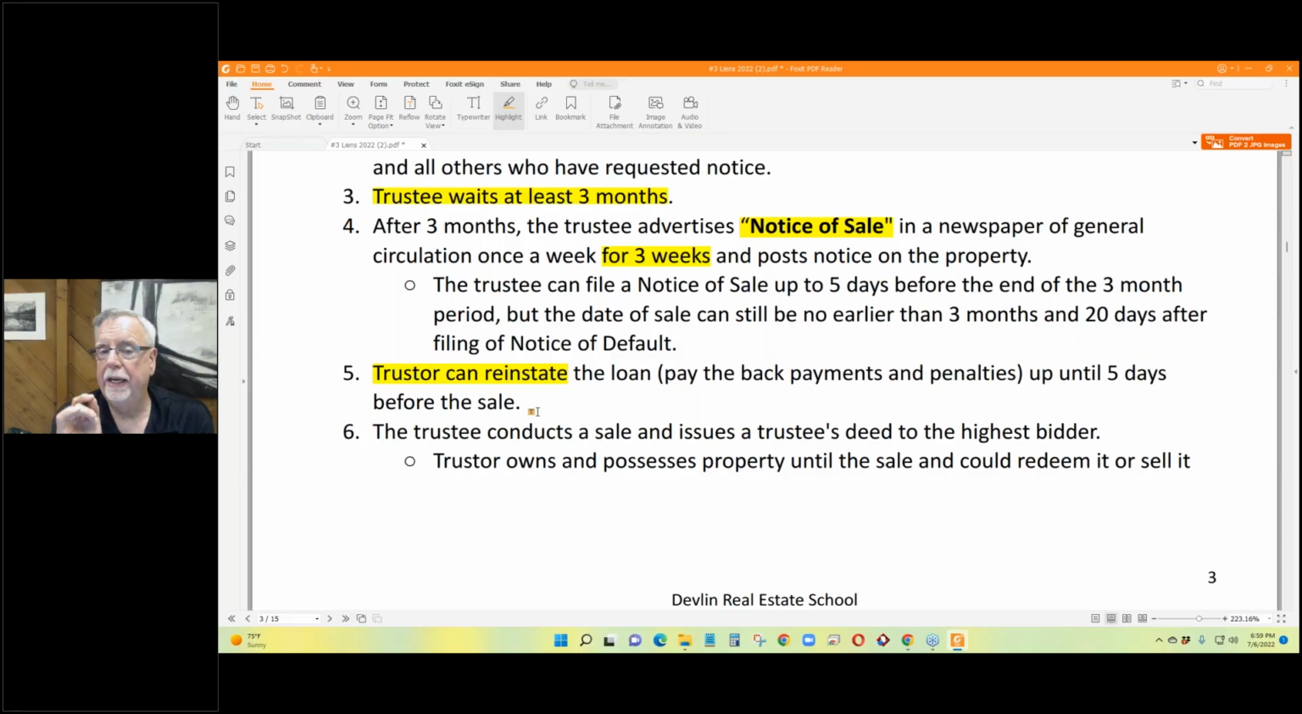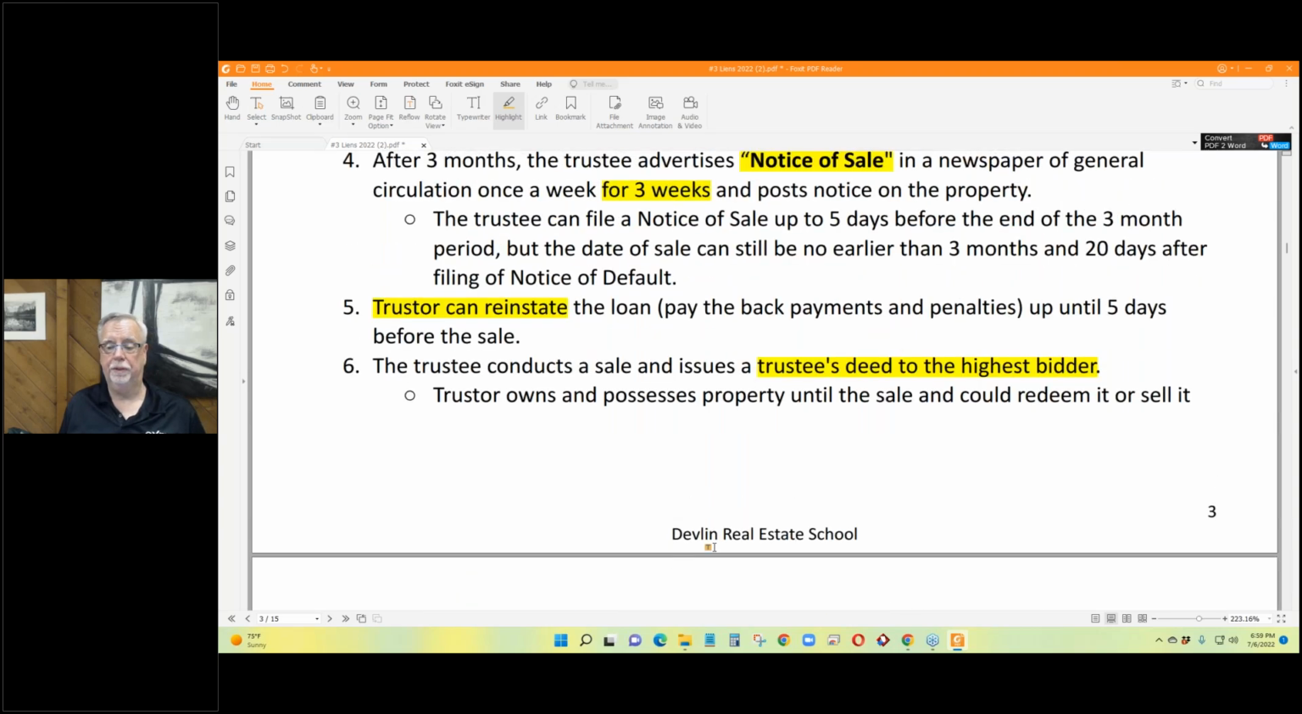Reinstate means pay up as opposed to pay off. So if you, within 5 days of the trustee sale, make up all the back payments and the penalties, if you win the lottery or rich relatives give you money, it'll stop the foreclosure. In the last 5 days, you've got to wire all of the money to the lender. Assuming that doesn't happen, the trustee conducts a sale and issues what's called a trustee's deed to the highest bidder. Till that happens, the trustor owns the property.